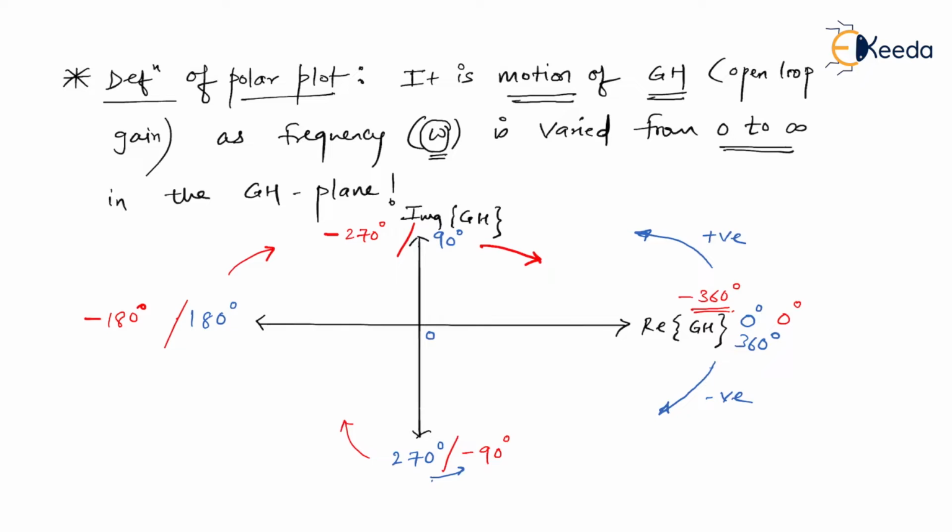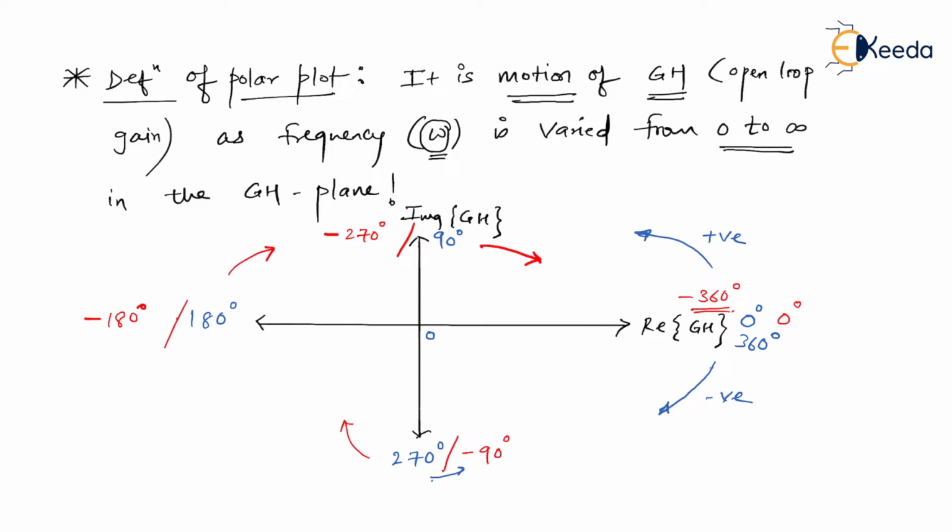So what we have understood is the definition of polar plot, that is the locus of GH, that is open loop gain, as the frequency omega is varied over 0 to infinity. Here I have tried to introduce you to something called the GH plane. We have seen the GH plane is nothing but a 4-quadrant system, where on the x-axis we take the real part of GH, on the y-axis we take the imaginary part of GH. Then angle-wise also we have been introduced to the GH plane. Moving anti-clockwise gives you positive angle, moving clockwise gives you negative angles.